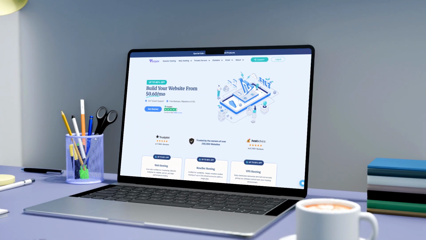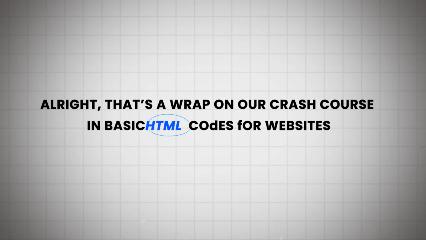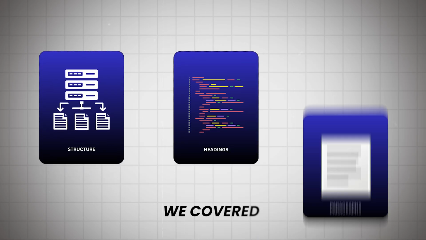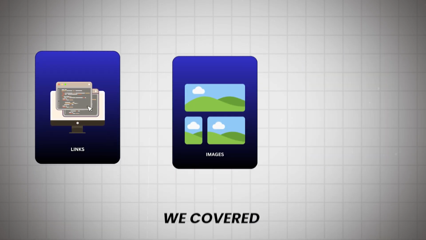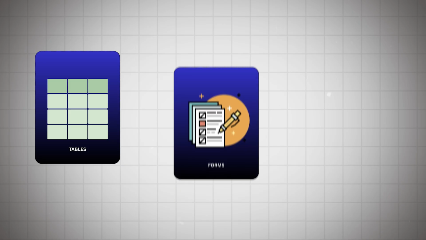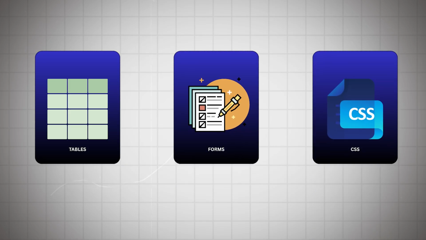Alright, that's a wrap on our crash course in basic HTML codes for websites. We covered structure, headings, paragraphs, links, images, lists, tables, forms, and even touched on styling with CSS.